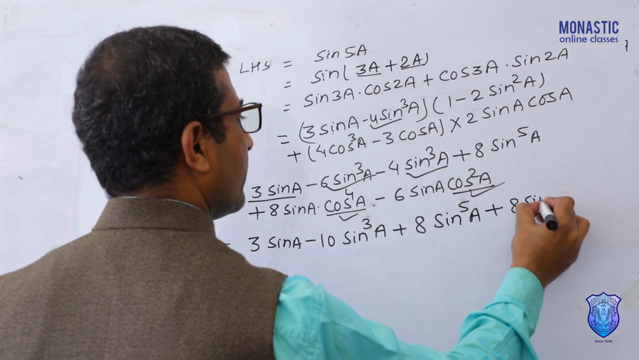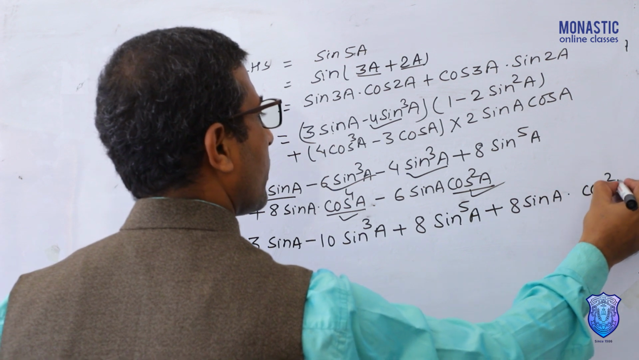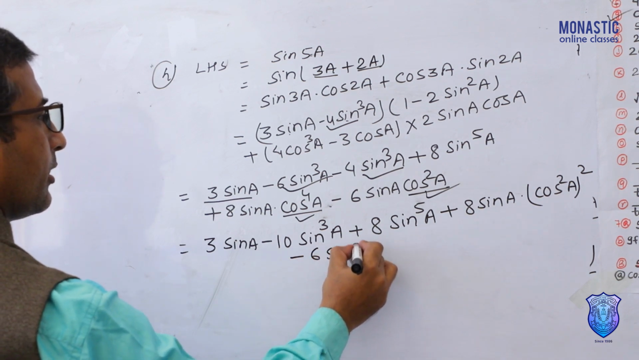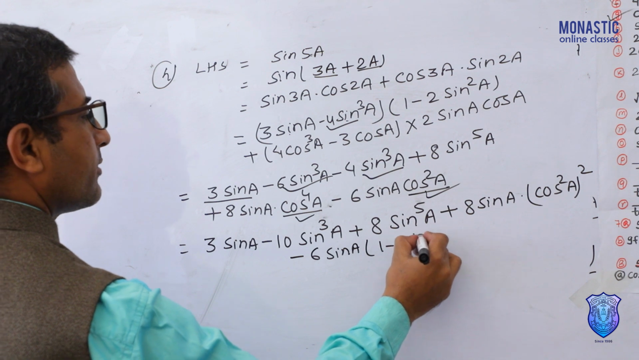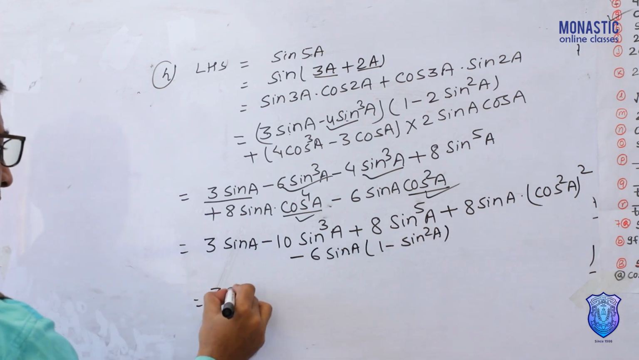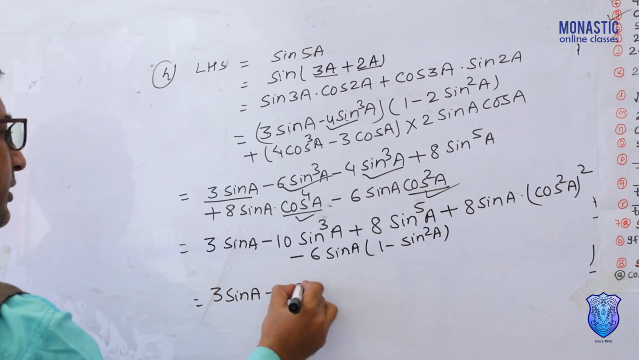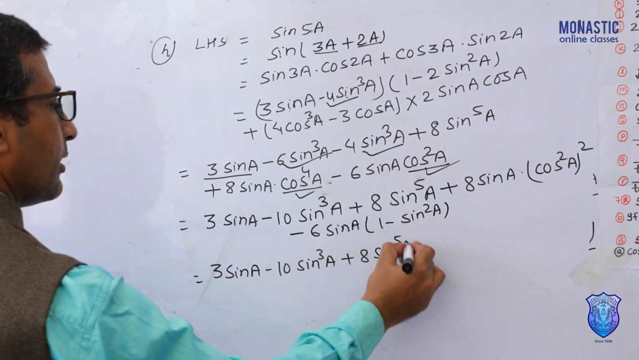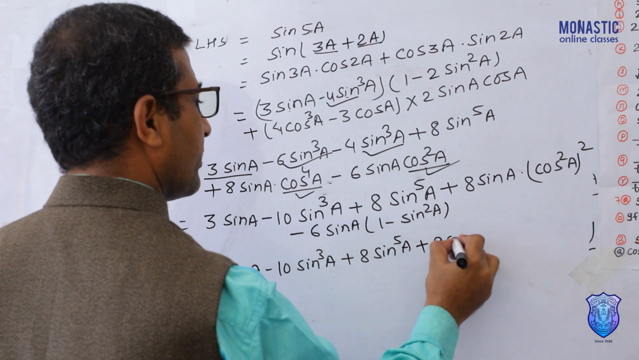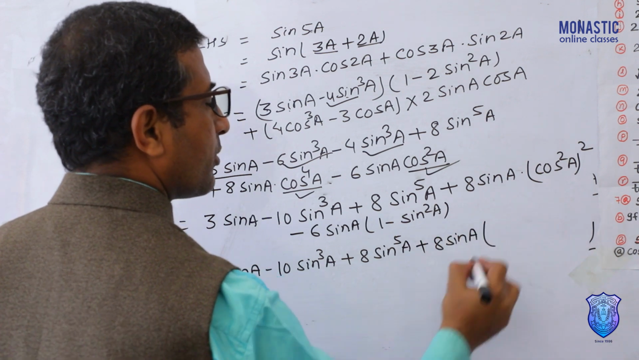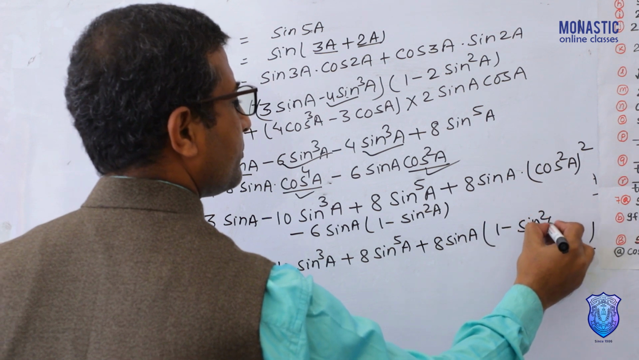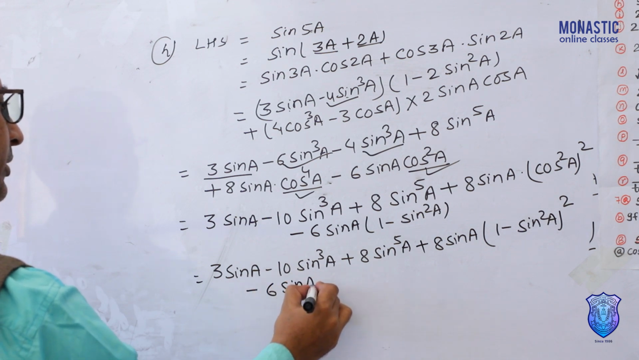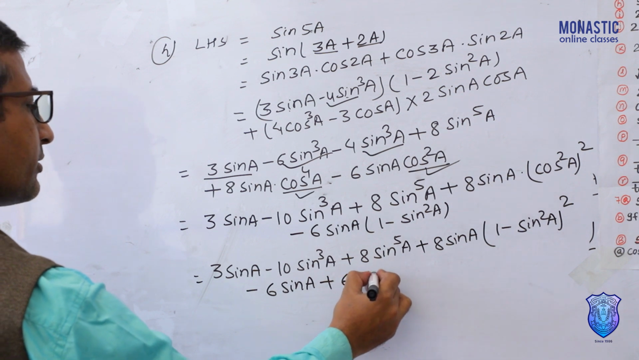Here 8 sine A into cos square A whole square, minus 6 sine A, and in place of cos square A write 1 minus sine square A. 3 sine A minus 10 sine cube A plus 8 sine to the power 5A plus 8 sine A, and in place of cos square you can write 1 minus sine square A whole square, minus 6 sine A, minus minus plus 6 sine cube A.